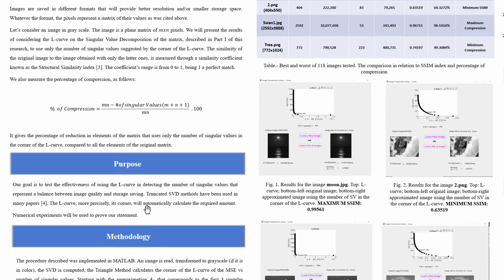And as mentioned before, the goal of this research is to test the effectiveness of using the L curve in detecting the number of singular values or data that are present in the images, and that also represents a balance between image quality and storage saving. Essentially, this research is trying to find a way to compress images while using as little data as possible, and at the same time creating images that can be easily manipulated by reducing their file size and therefore saving storage.